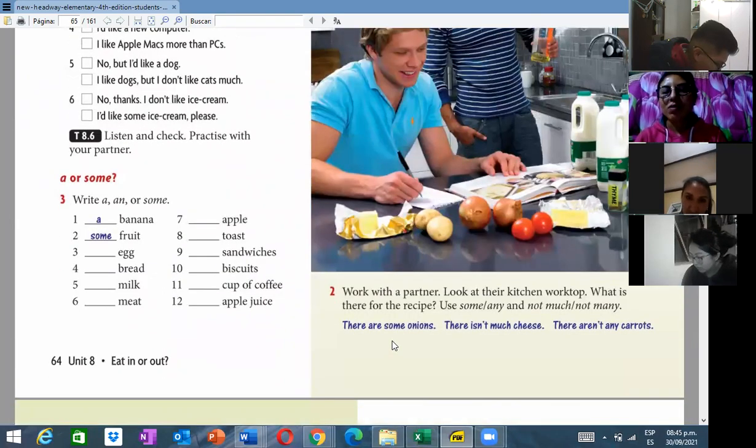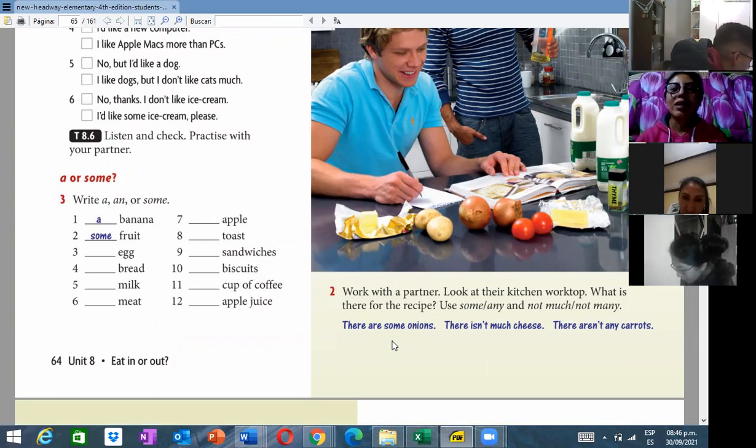For example, there are some onions, you can say. Yes, I can see 2 onions. It's countable. And I can say another example. There are 2 onions, right? Talking about cheese, for example, I think that this is the cheese. There isn't much cheese. No hay mucho queso, right?